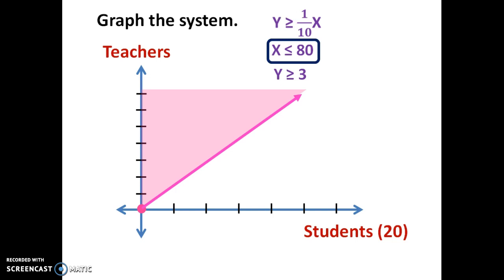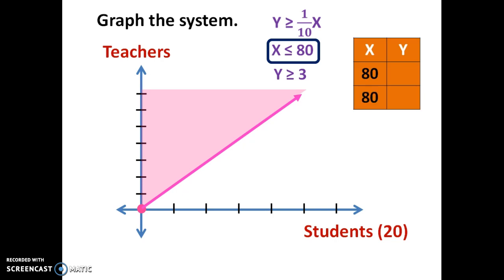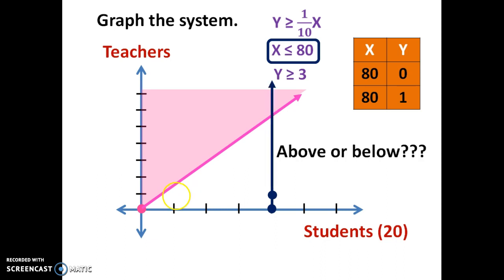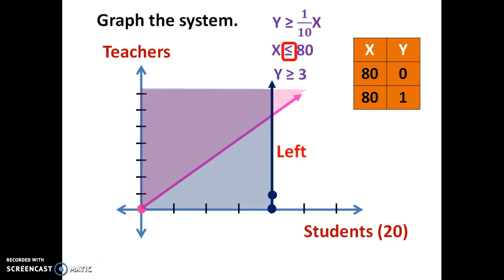Let's take a look now at x is less than or equal to 80. So here, notice that we have x is 80. Our y values could be 0 and 1. So here we graph the points 80, 0 and 80, 1. And notice that these go straight up and down. We need another ray here because we'll only have one endpoint. And we don't really want to shade above or below this. We want to shade to the left or the right. We want the x's that are less than 80, that's going to include the values to the left. So the left is where we will be shading.